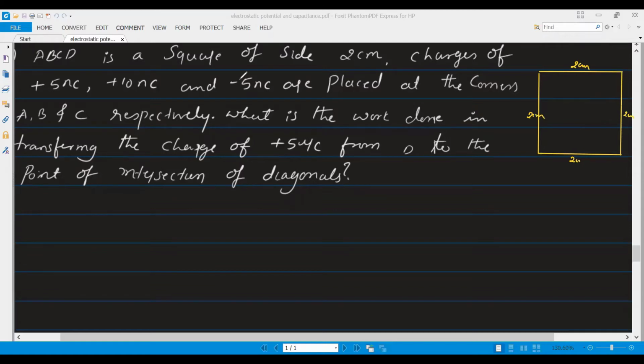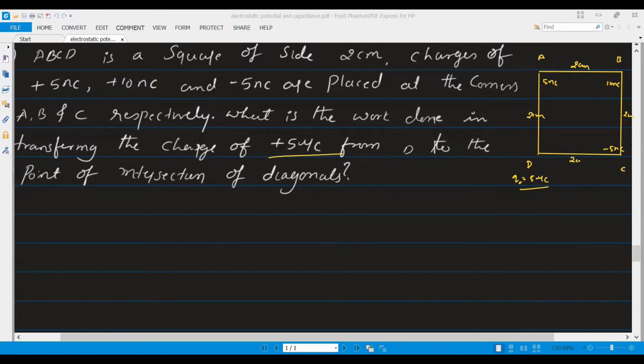Look at what they are saying. Charges of plus 5 nanocoulomb, plus 10 nanocoulomb and minus 5 nanocoulomb are placed at corners A, B, C. So let us consider this as A, this as B, this as C, and this as D corner. The charge here is 5 nanocoulomb, here 10 nanocoulomb, and here minus 5 nanocoulomb, placed at the corners A, B, and C respectively. What is the work done in transferring the charge of plus 5 microcoulomb? So here there is another test charge, 5 microcoulomb, which is moved from D to the point of intersection of diagonals.